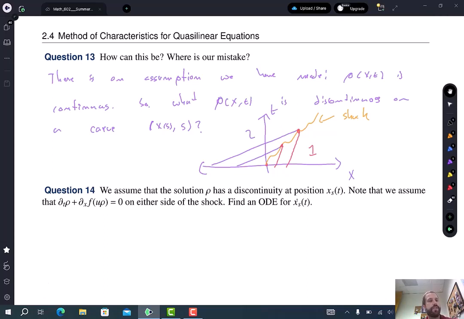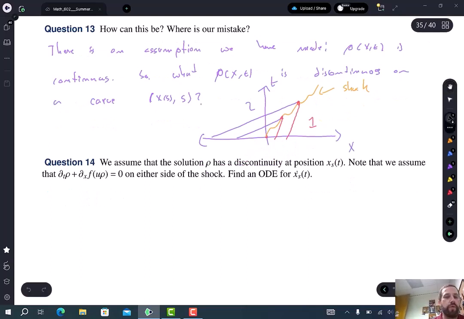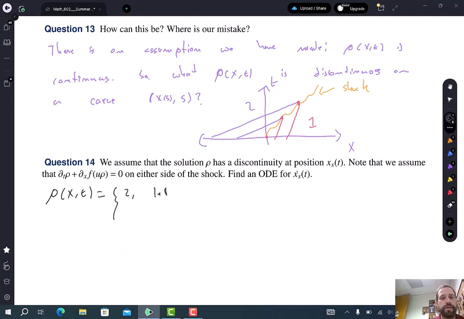and now we want to try to determine an equation for that discontinuity, and our solution will be of the following form: rho of x,t is going to be equal to 2 to the left of the discontinuity, and it's going to be equal to 1 to the right of the discontinuity.